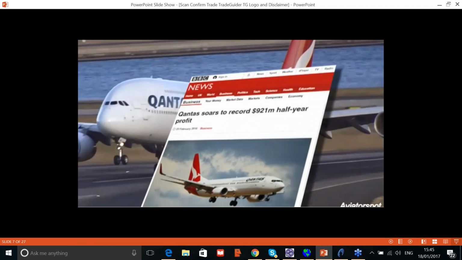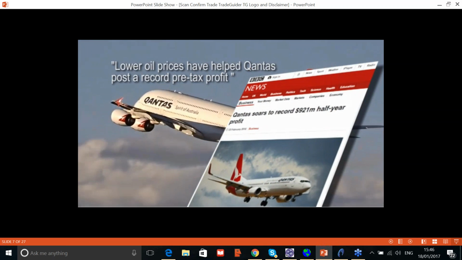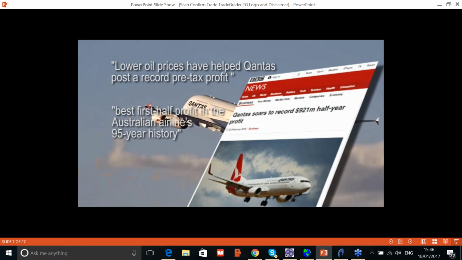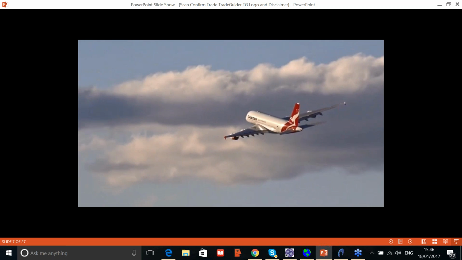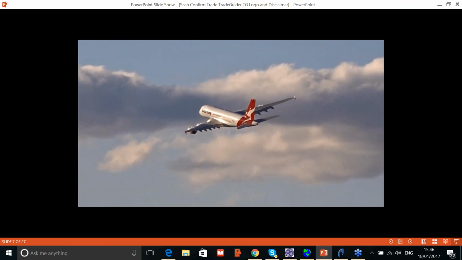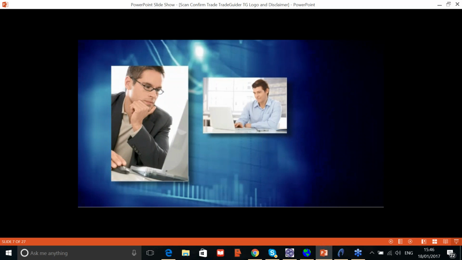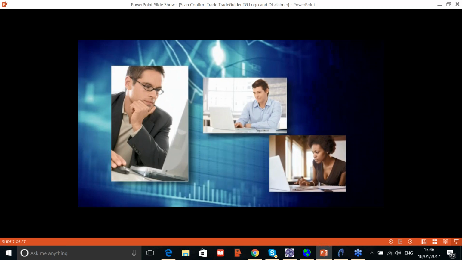Qantas soars to record half-year profits is the headline on February the 23rd, 2016. Lower oil prices have helped Qantas post a record pre-tax profit, and best first half profit in the Australian airline's 95-year history are used directly below the headline. All the news is bullish. The stock has been going up and up because it's in an uptrend. To the retail trading and investing community, this appeared to be a great opportunity to buy the stock because everything lined up. And if you didn't go into the market by now, you'd miss the move.